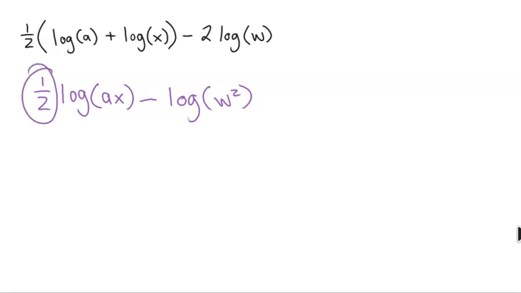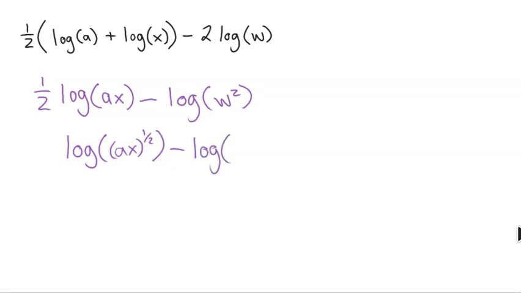And now, before I deal with this subtraction, I want to put this 1/2 as an exponent on the ax. Let me write it out first. I'm going to write log, and then put parentheses around the ax, and then put the 1/2 power on the outside, and then close the logarithm. Then we'll have minus log of w squared.